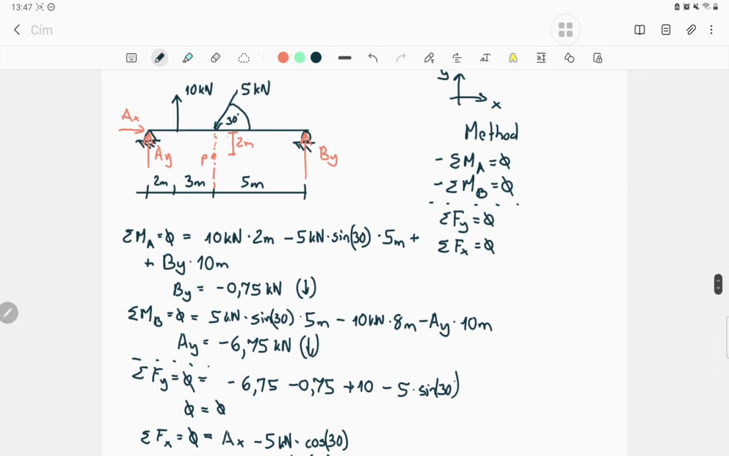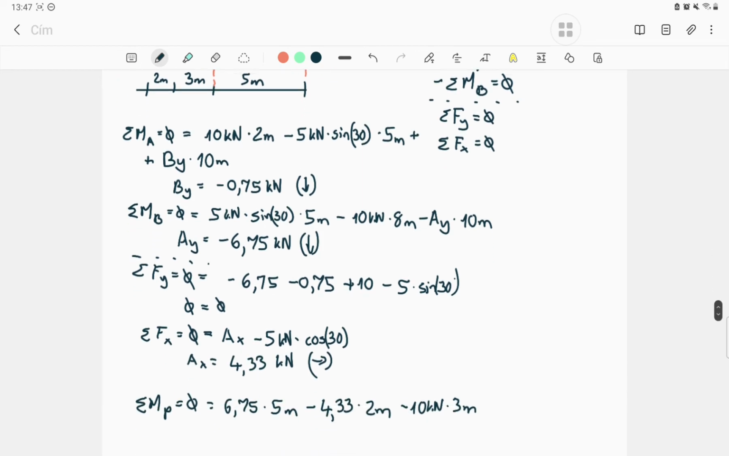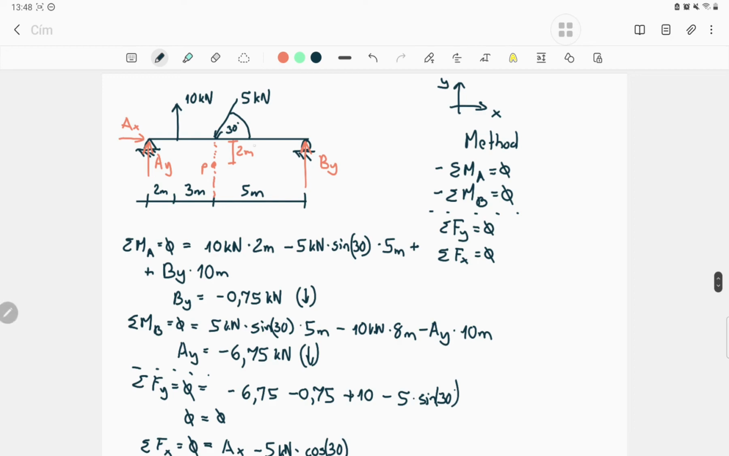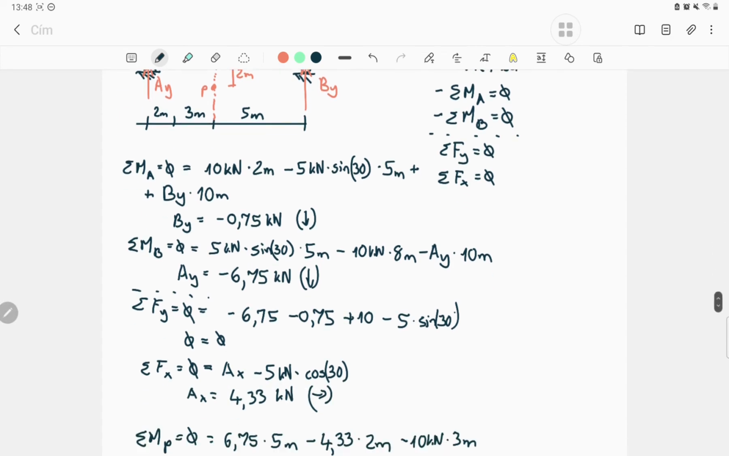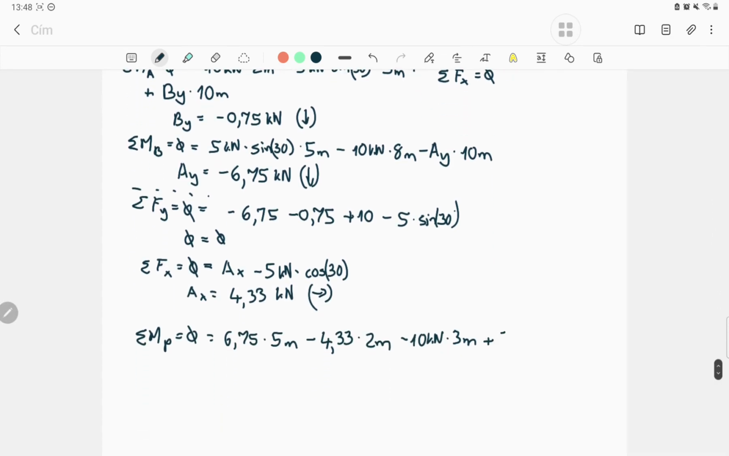As you see, the Y component of the 5 kilonewton is going through the P point, so you won't have any distance for it. You don't have to write it inside this equation; the distance will be 0. But you have to use the X component, and the X component of the 5 goes anti-clockwise rotation. So positive 5 times cosine 30 degrees. This is the X component, and the distance for this is 2 meters.